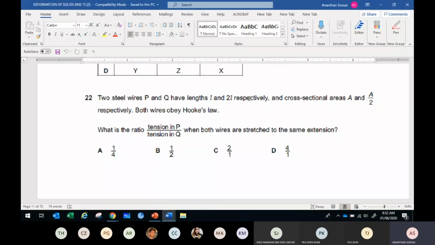This time both are extended to the same extension. It asks what is the ratio of the tension of P and Q. Draw the two wires diagram, and put the quantities in the correct ratio. They never mention the force; they want the ratio of tension. The ratio of tension is actually the ratio of the force, right? The tension here is the force, right?